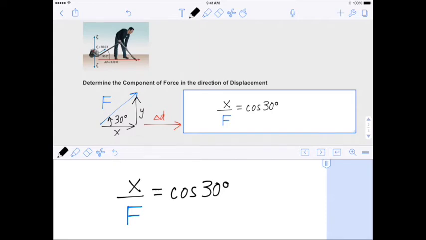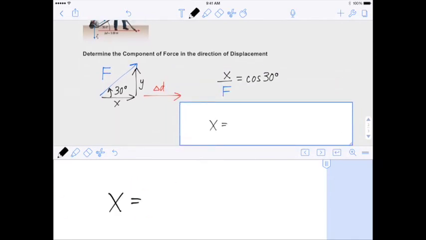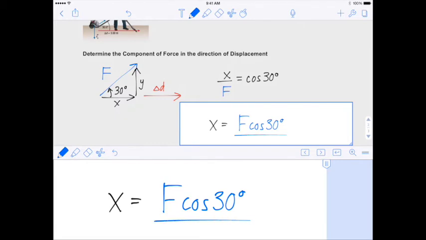If we solve for x, x is equal to F cos theta, cos 30 degrees. Now if you remember, this is part of the work equation. F cos theta allows you to determine the x component of the force. So that third criterion is built into the equation.